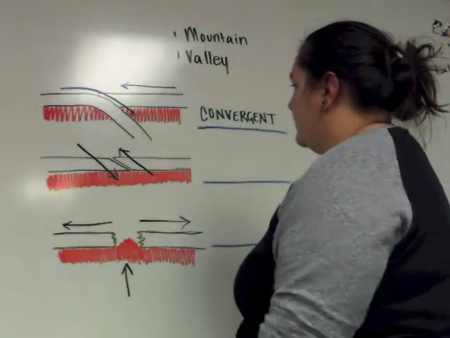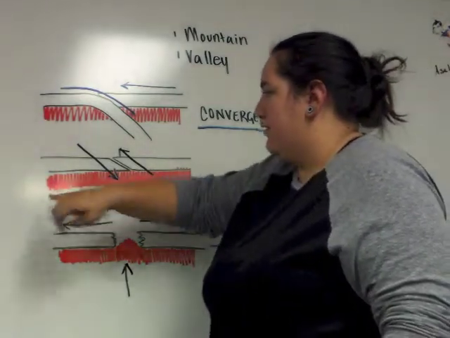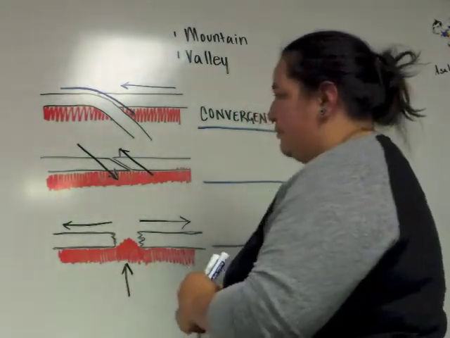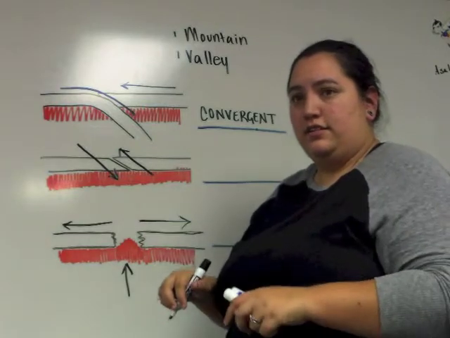Okay, very good. So we have this one right here, and this is a plate boundary that we talked about, like with the San Andreas Fault in California. And does anyone remember what this one's called? Where they rub side to side. Transform.